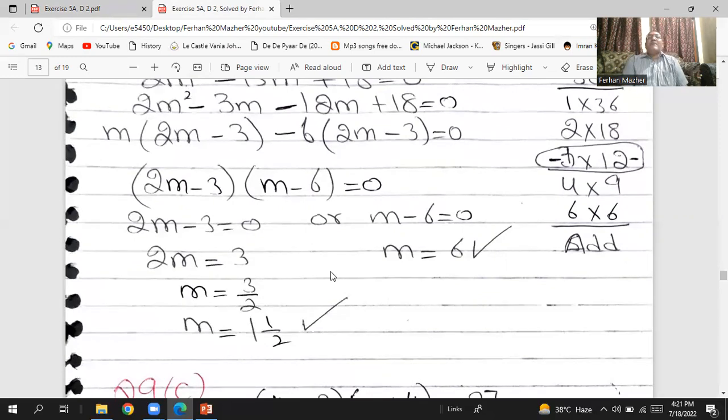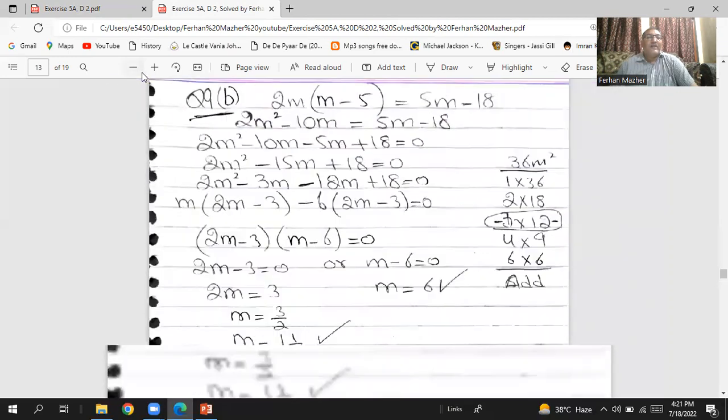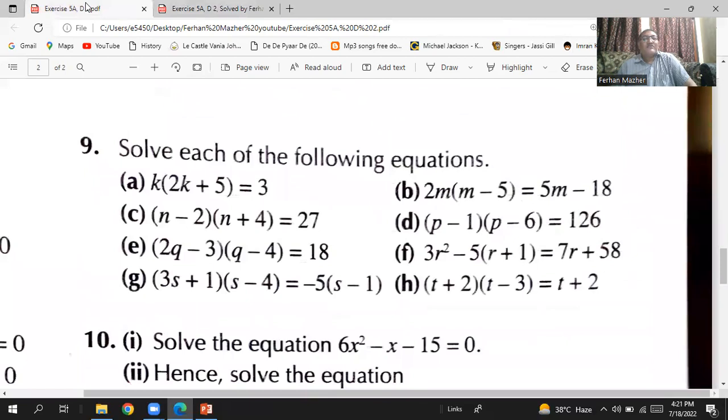In the same way, m minus 6 bracket, that will be 0. So m will be equals to 6. So you got two solutions. Now the whole question is showing up. 1 whole 1 by 2 is the answer, and the other solution is 6. Now the whole question is showing up on your screen, and I hope you understand how we have done this.